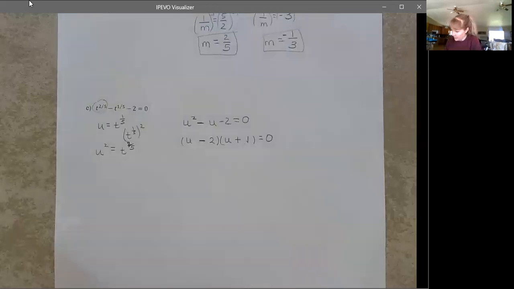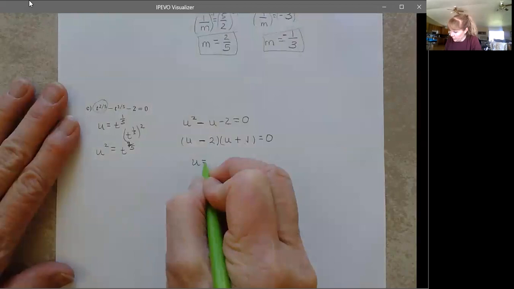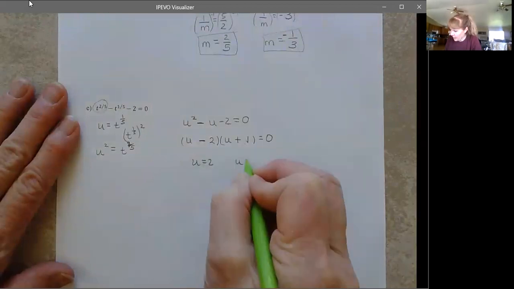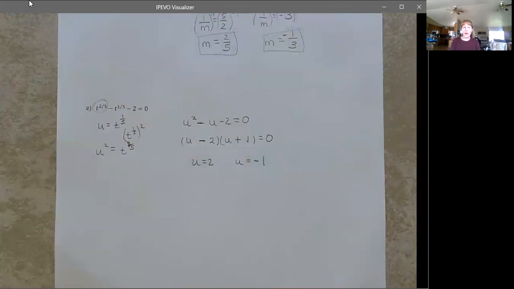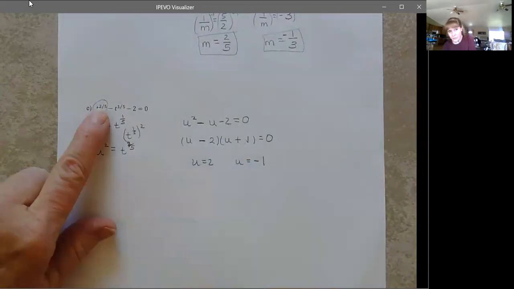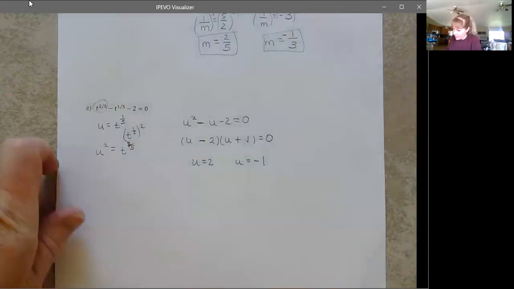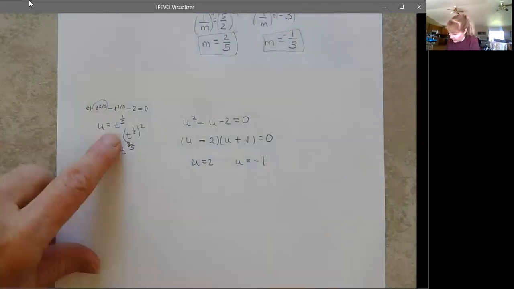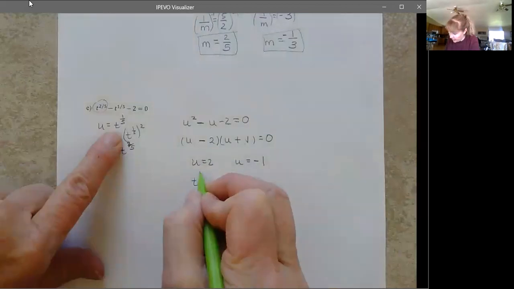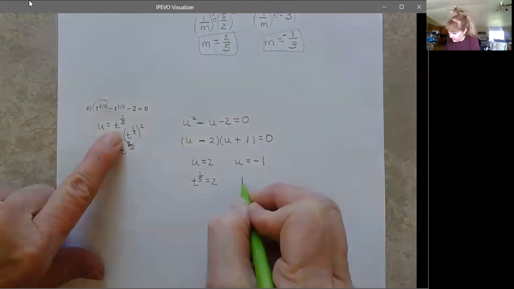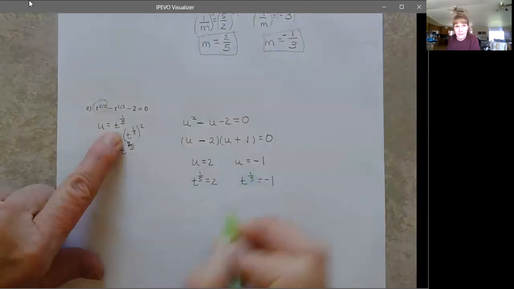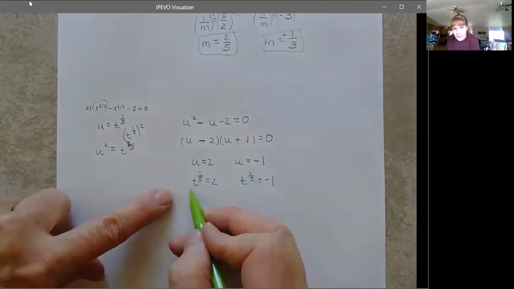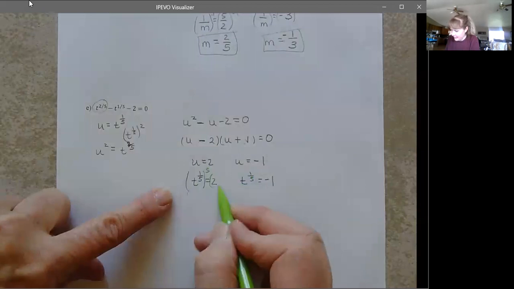Setting both of these equal to 0, we get u equals 2, or u equals a negative 1. Now you're thinking, okay, a negative 1, I've got this fifth root. Because it's a fifth root, you could have a negative because it's an odd root. So now we're going to substitute back in. So I'm going to have t to the 1/5 equals 2. T to the 1/5 equals a negative 1. To get rid of this 1/5, it's actually a fifth root, we're going to take it to a power of 5.